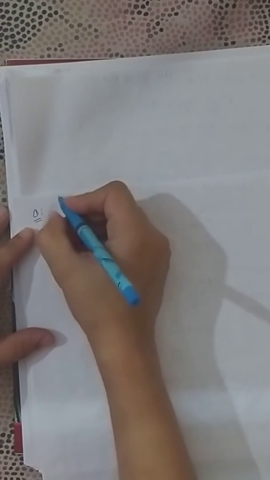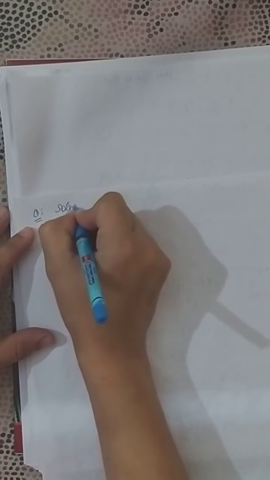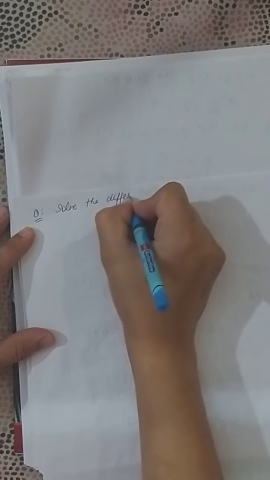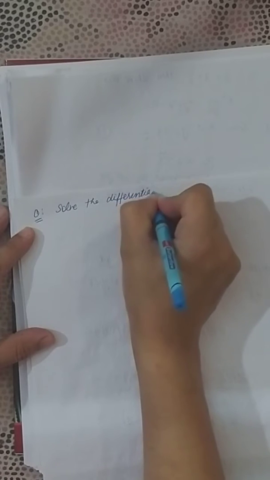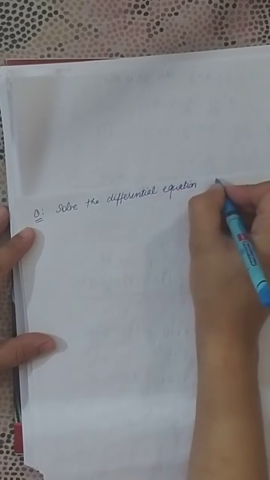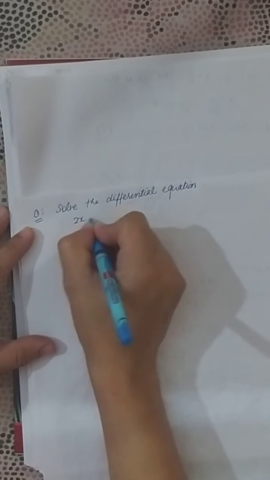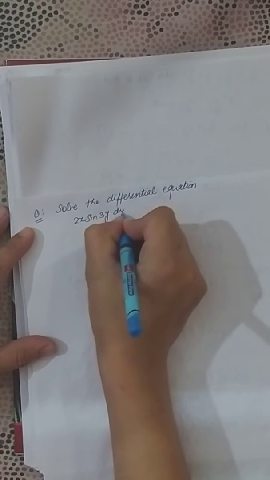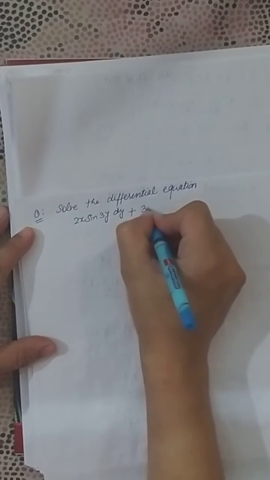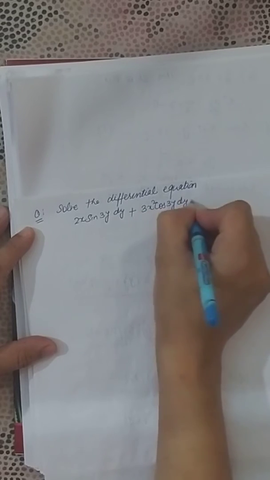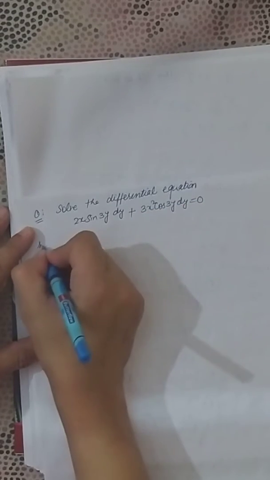First question, solve the differential equation 2x sine 3y dx plus 3x square cos 3y dy equal to 0.